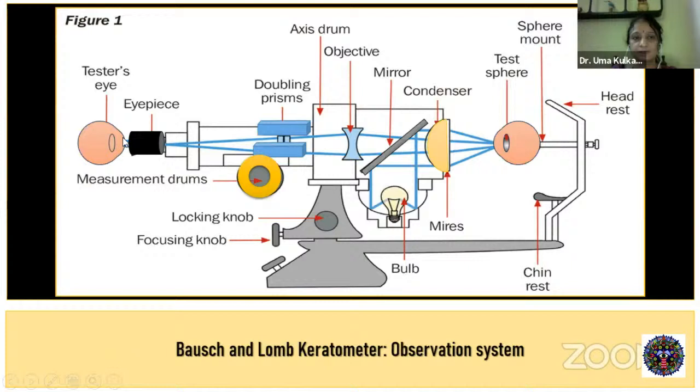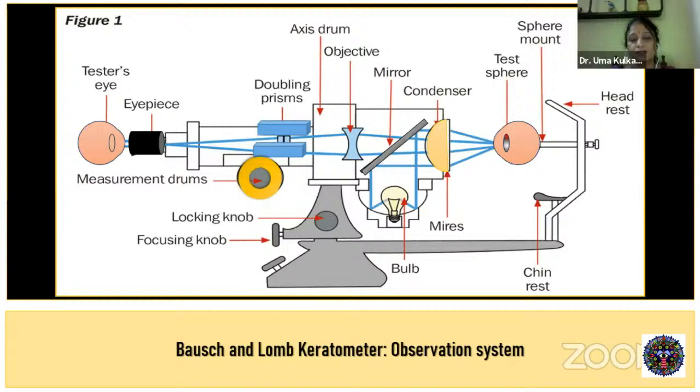So what does the observation system contain? It consists of that same condensing lens and another objective here. Doubling prisms are the most important component of the observation system. And they pass through the eyepiece. And again, the eyepiece consists of a telescopic system, a two-lens system, which helps in magnifying the image because we don't want to see that small image as small. We want to see it as large so that fusing of these images or aligning these images becomes easy. So this is our system.